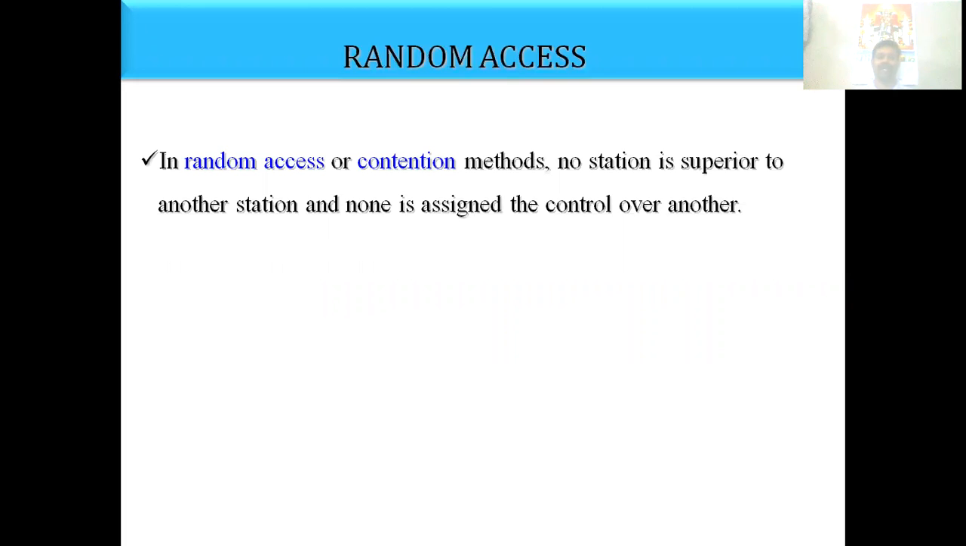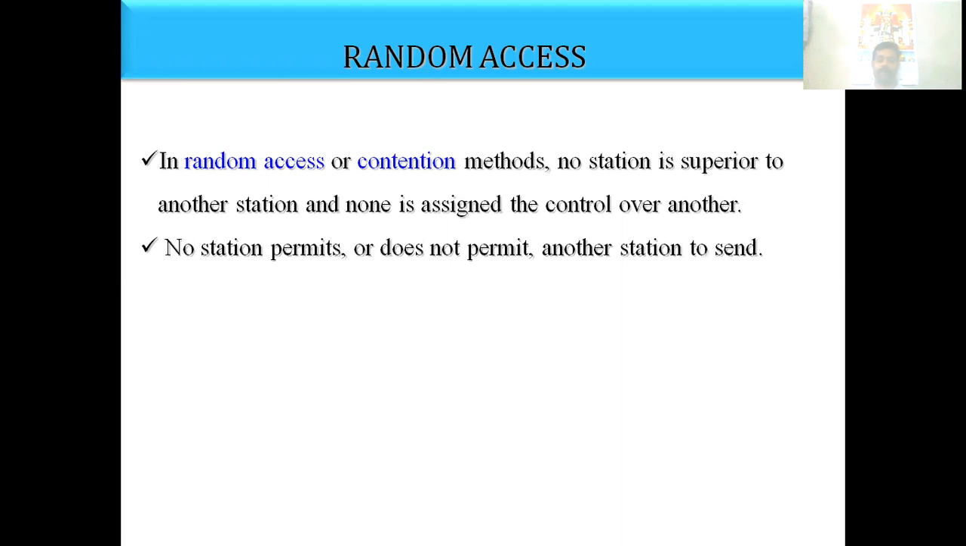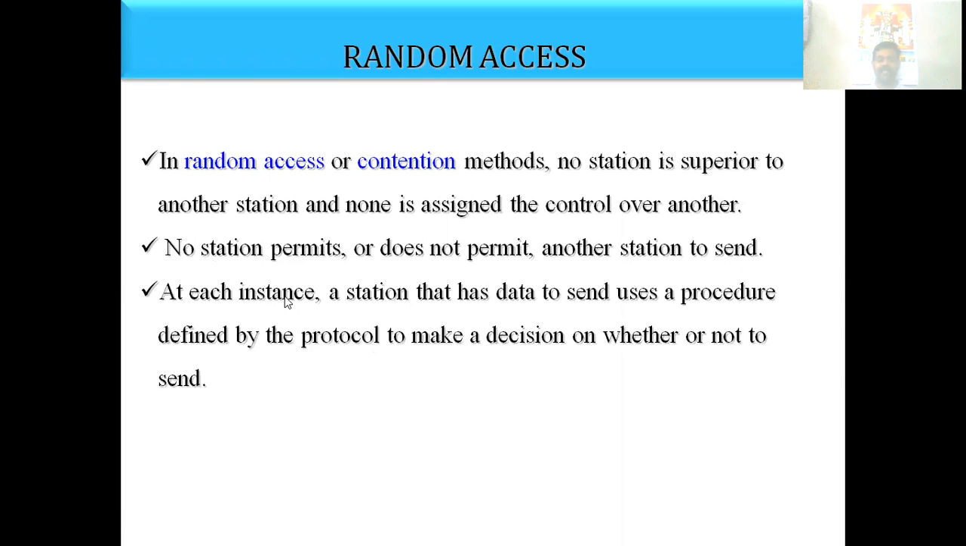Now we are going to random access. In random access or contention method, no station is superior to another station and none is assigned control over another. Okay, another name for random access is the contention method. No station permits or does not permit another station to send. At each instant, a station that has data to send uses a procedure defined by the protocol to make a decision on whether or not to send.